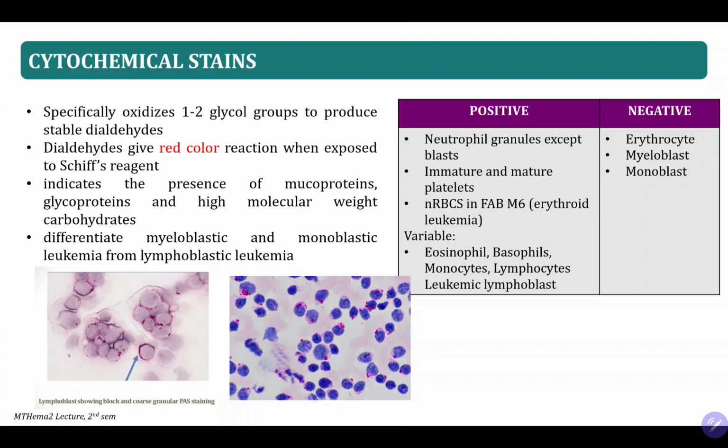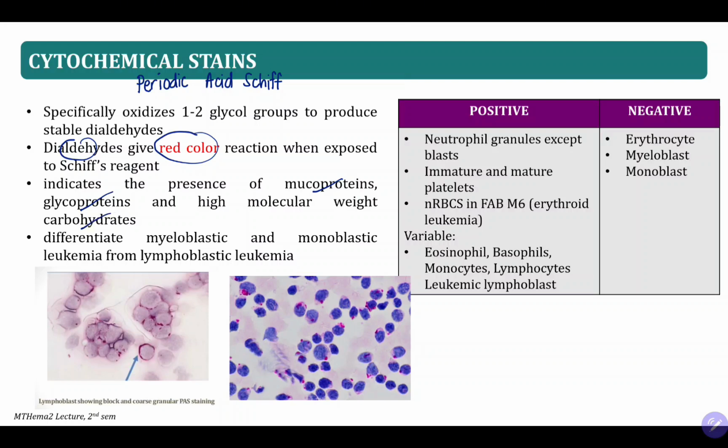Another cytochemical stain that we use to differentiate your AML subtypes and your other lymphoblastic leukemia is your periodic acid Schiff. Now this is used to oxidize 1,2-glycol groups to be able to produce your dialdehydes. Now these dialdehydes give a red color reaction when exposed to your Schiff's reagent. Now this red color reaction indicates the presence of your mucoproteins, your glycoproteins, and your high molecular weight carbohydrates.